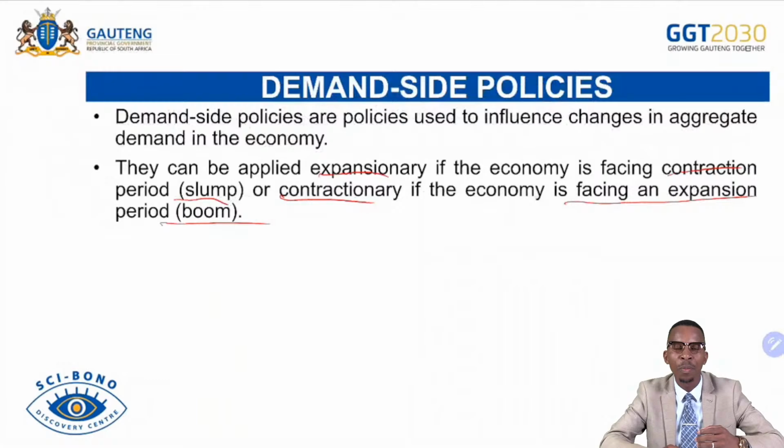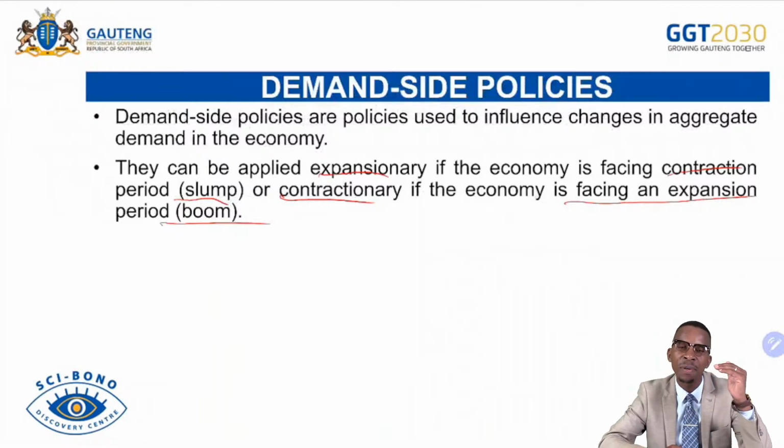So whenever the economy is facing a contraction period, which can be recession, depression, or trough, the government can intervene by implementing expansionary policies. So it can be expansionary fiscal policy or expansionary monetary policy, reducing unemployment and decreasing inflation. So those are part of the demand side. And then if the economy is facing prosperity or peak, the government can intervene by implementing contractionary policies, ensuring that the economy downturns from peak.